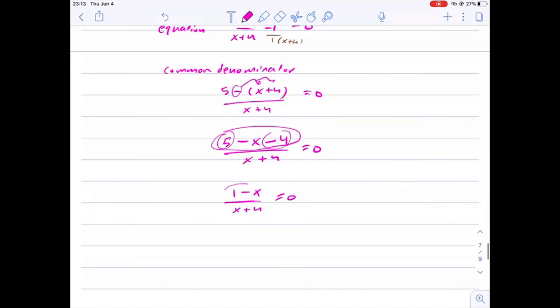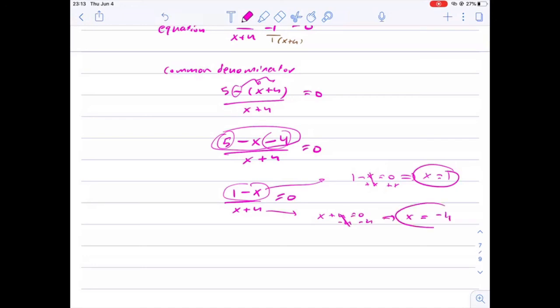Now this can be equal to 0 only if the numerator is equal to 0. 1 minus x equals 0. And then we find that x equals 1, because if you add x to both sides you get x equals 1. And then we find the 0 of the denominator as well. x plus 4 equal to 0. We get x equals negative 4.